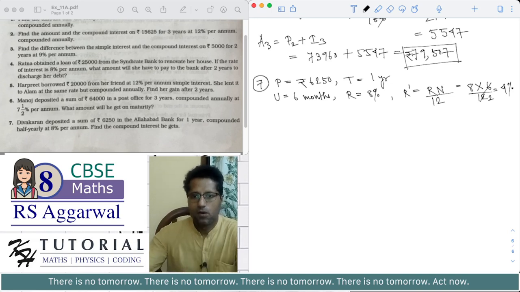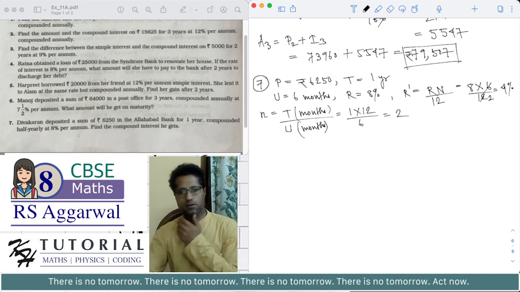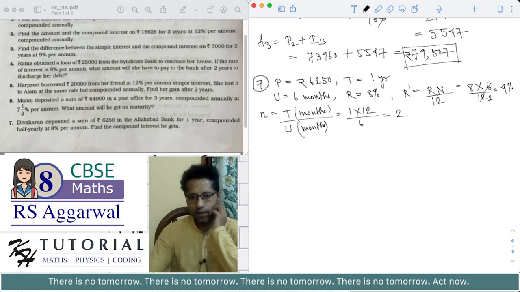Okay. Also, how many times do we have to calculate the interest? Small n is equal to T, the time in months, divided by the unit of time in months. And it is obvious that 1 into 12 divided by 6, which is 2. We have to calculate the interest 2 times. Okay. So, find the compound interest he gets. So, we have to find the compound interest.